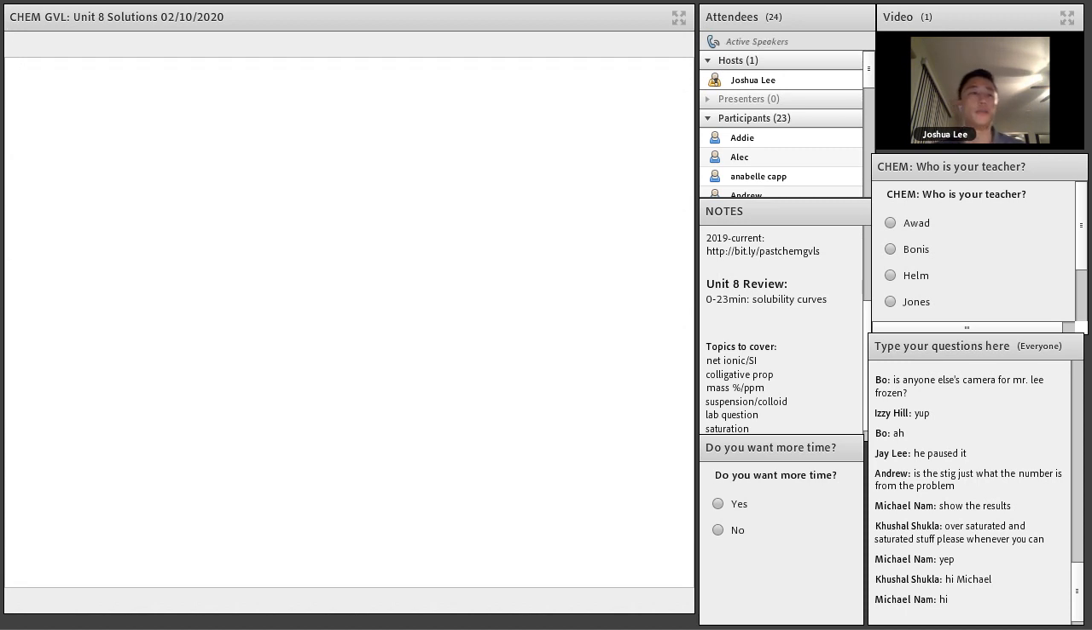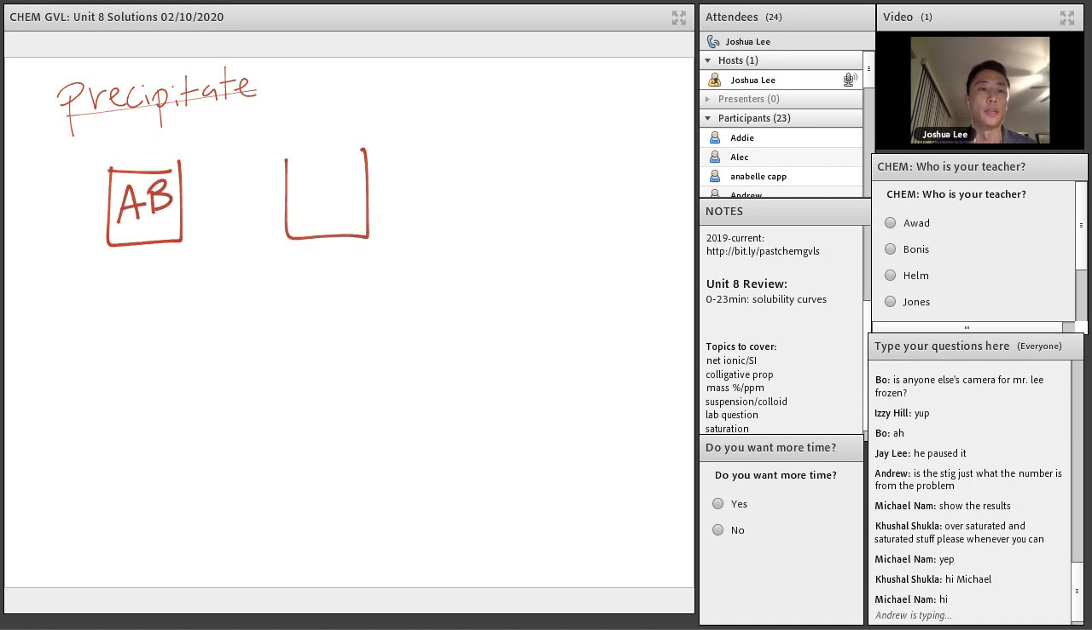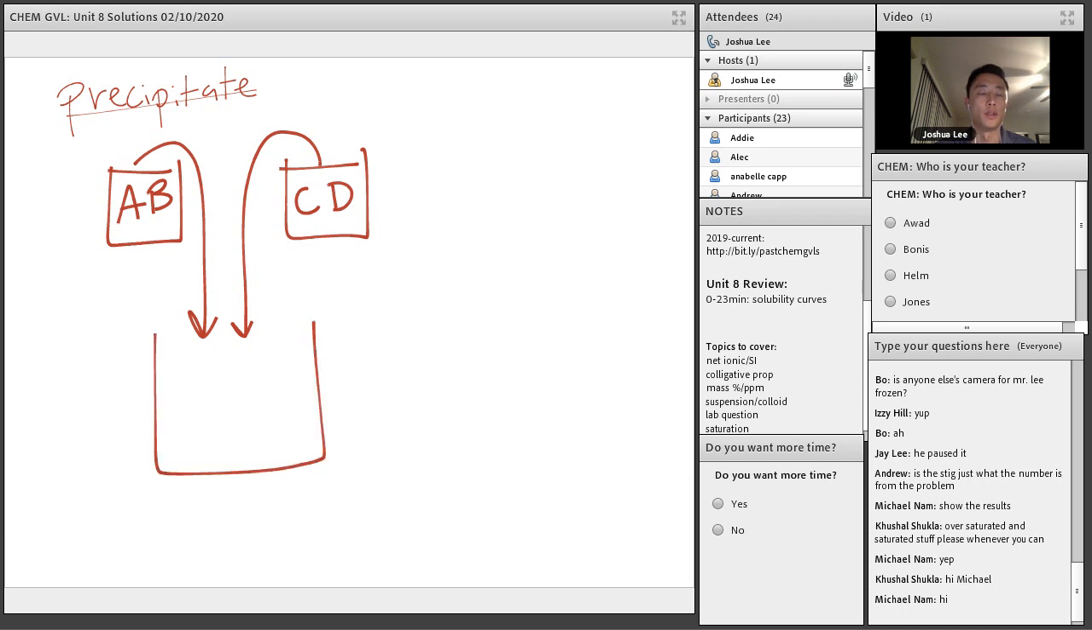So net ionic stuff, reactions, we're dealing with precipitates. One of the words that students always have a hard time saying. So precipitates, what's essentially happening is, for those of you that have done the lab or will be doing the lab, you are getting essentially chemical A, let's go with AB, and chemical C, D. You're going to pour them into their own beaker.